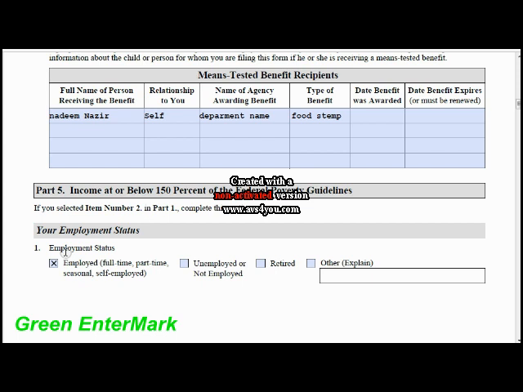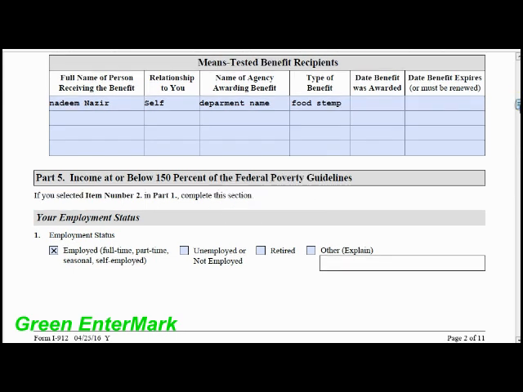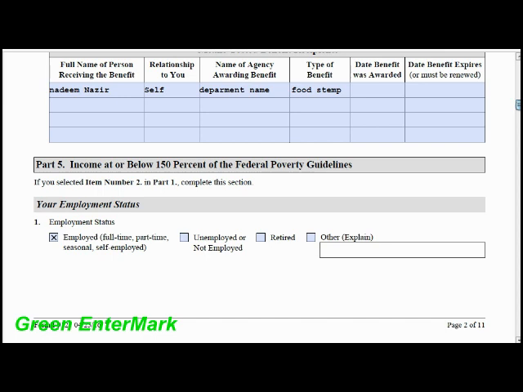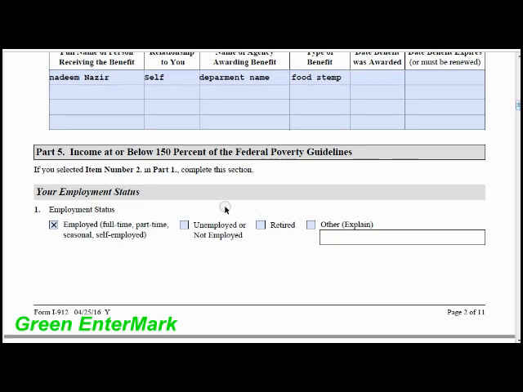First of all, you have to mention whether you are employed, unemployed, retired, or other. If you are employed, it's not necessary to mention full-time or part-time. They know that you are employed but your income is so low. Whether unemployed, retired, or other, you have to mention it first.